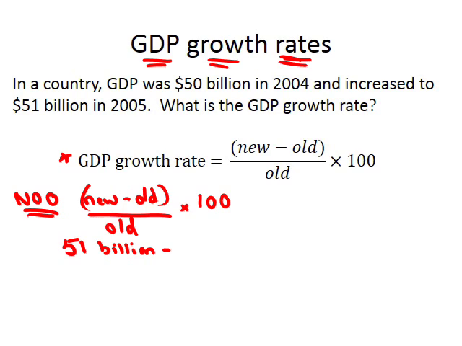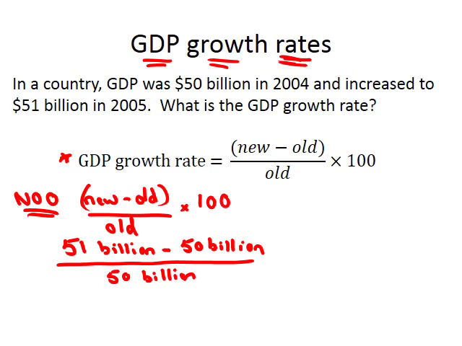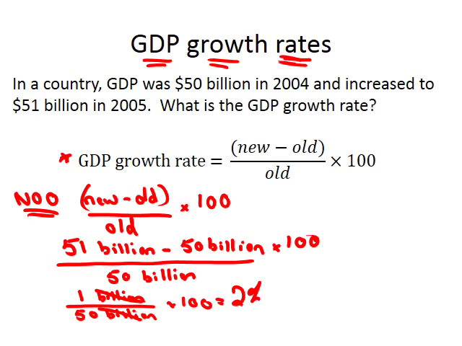We would subtract the 50 billion, the old. We would divide by the old, which is the 50 billion, and multiply by 100. So we would be left with 1 billion over 50 billion times 100, and cross out the billions, and we would be left with a growth rate of 2%. And don't forget to include the percentage, don't just call it 2.